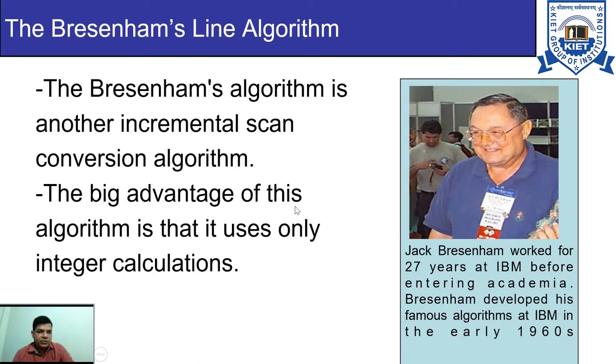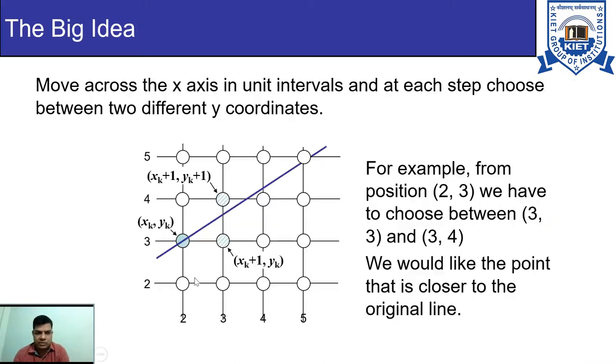So the major advantage of Bresenham's algorithm is that we have only integer calculations, while in the case of the DDA algorithm we know that we are also using floating points, and floating point calculations are time consuming on a computer system. So that was the main limitation of the DDA algorithm, and in this algorithm all the calculations that we use are integer calculations.